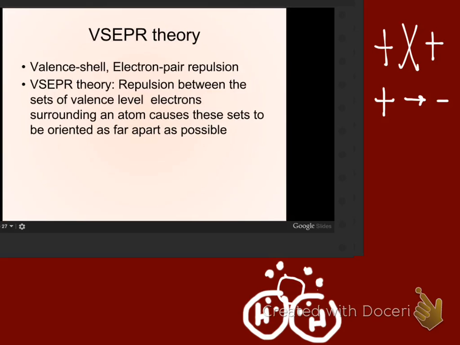How far apart can you get from something else when you're attached in the middle? Let's explore that. We end up with this weird geometry because the unshared pairs and all the things that are attached to it all want to get as far apart as they can. I want everybody to make sure they get to see that. So that's VSEPR theory.